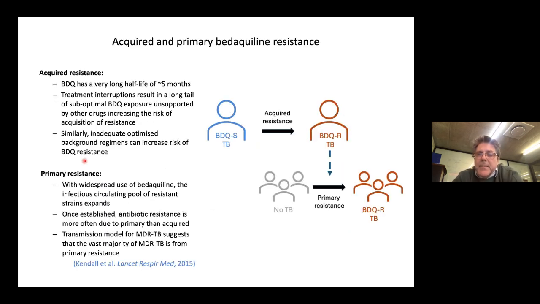Important to think up front about the difference between acquired and primary bedaquiline resistance. So acquired resistance: bedaquiline has an incredibly long half-life of about 5 months. The implication is that treatment interruptions result in a long tail of continued suboptimal exposure to bedaquiline, which is unsupported by other drugs, and that increases the risk of acquisition of resistance through mutations. Similarly, inadequately optimized background regimens, where the bedaquiline is not adequately supported by other agents, can also increase the risk of acquiring bedaquiline resistance. So acquired bedaquiline resistance is where a person with bedaquiline-sensitive TB is started on a bedaquiline-containing regimen and acquires it during the course of treatment.